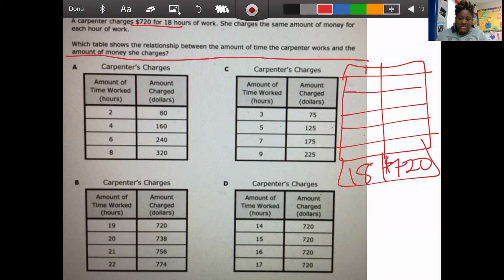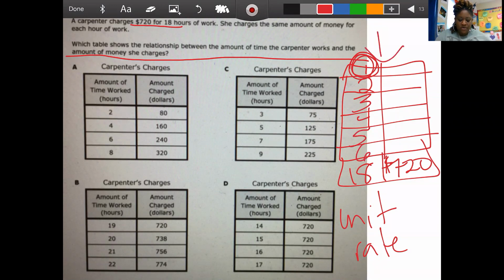You need to find out how much is it for 1 hour. Not 18, but 1. It's called the unit rate. How much does it cost just for 1 hour if you don't need the carpenter for 18 hours? Just 1. So what I need for you to do is divide that total by 18, and that will give you how much the cost is for 1. And then you can find out 2, then you can find out 3, then you can find out 4, then you can find out 5, 6, and you're going to match your table with A, B, C, or D. I know I did that backwards, but whatever, okay?